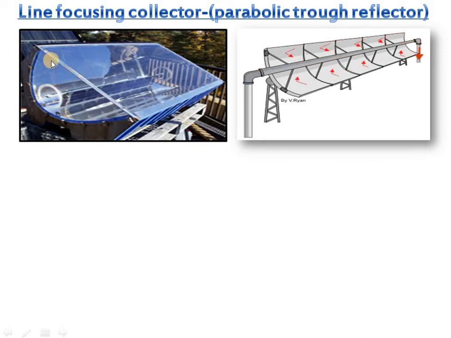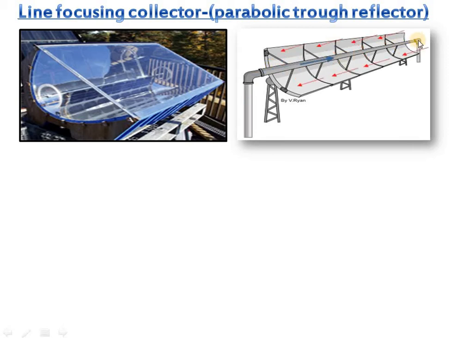Inside of that is silvered or made very smooth, so they will be highly reflecting. And what happens? The reflected light will be focused along a focal line instead of a focal point. You have a focal line here. That's why we call it line focusing type of collectors. And along the line, what is done?